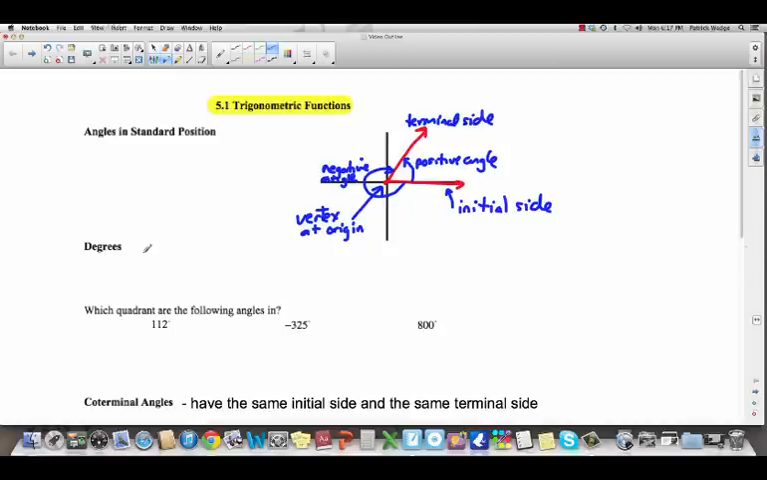Okay, degrees. Well, you know what degrees are. It's one way to measure angles, and with degrees, one full rotation, all the way around, is 360 degrees. So that means that 1 degree is equal to 1/360th of a full rotation.